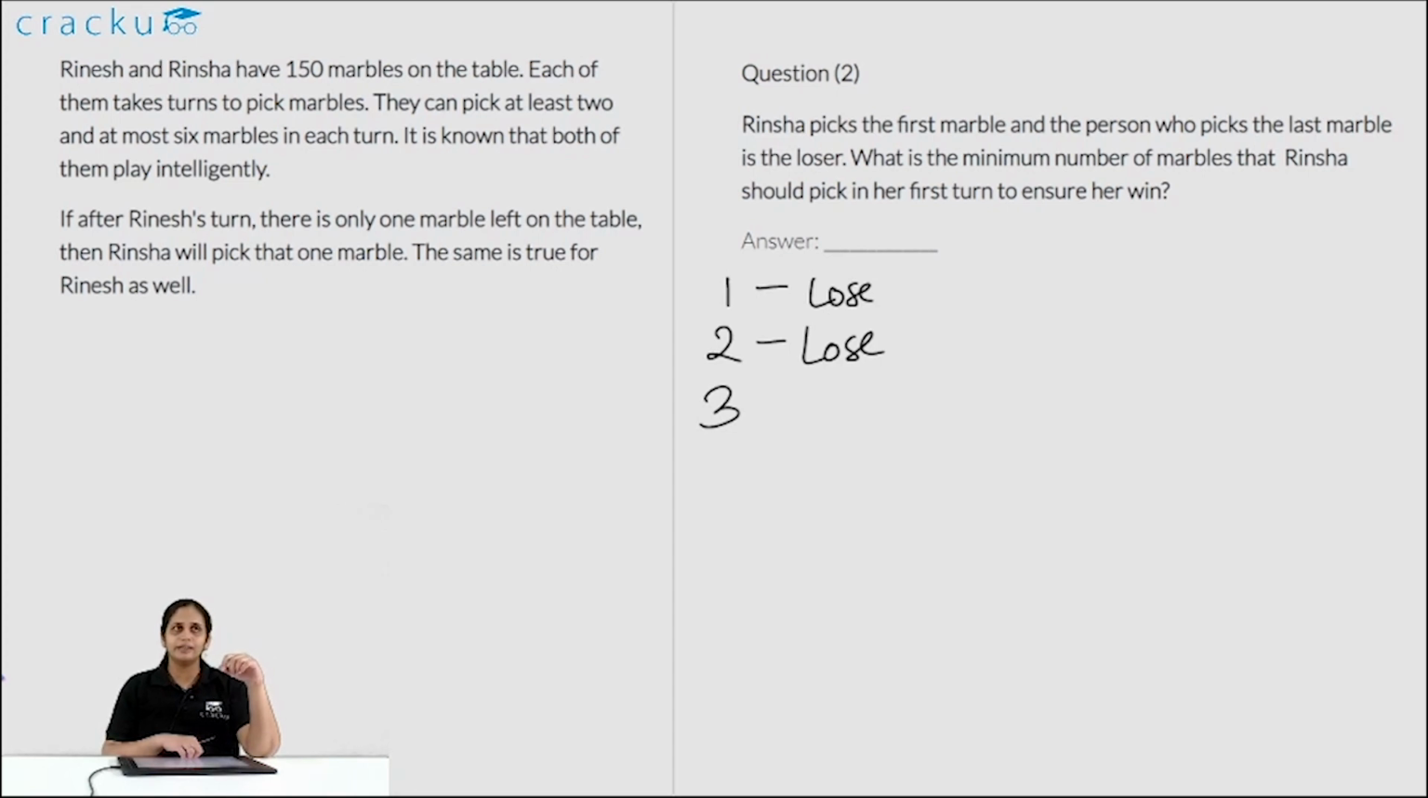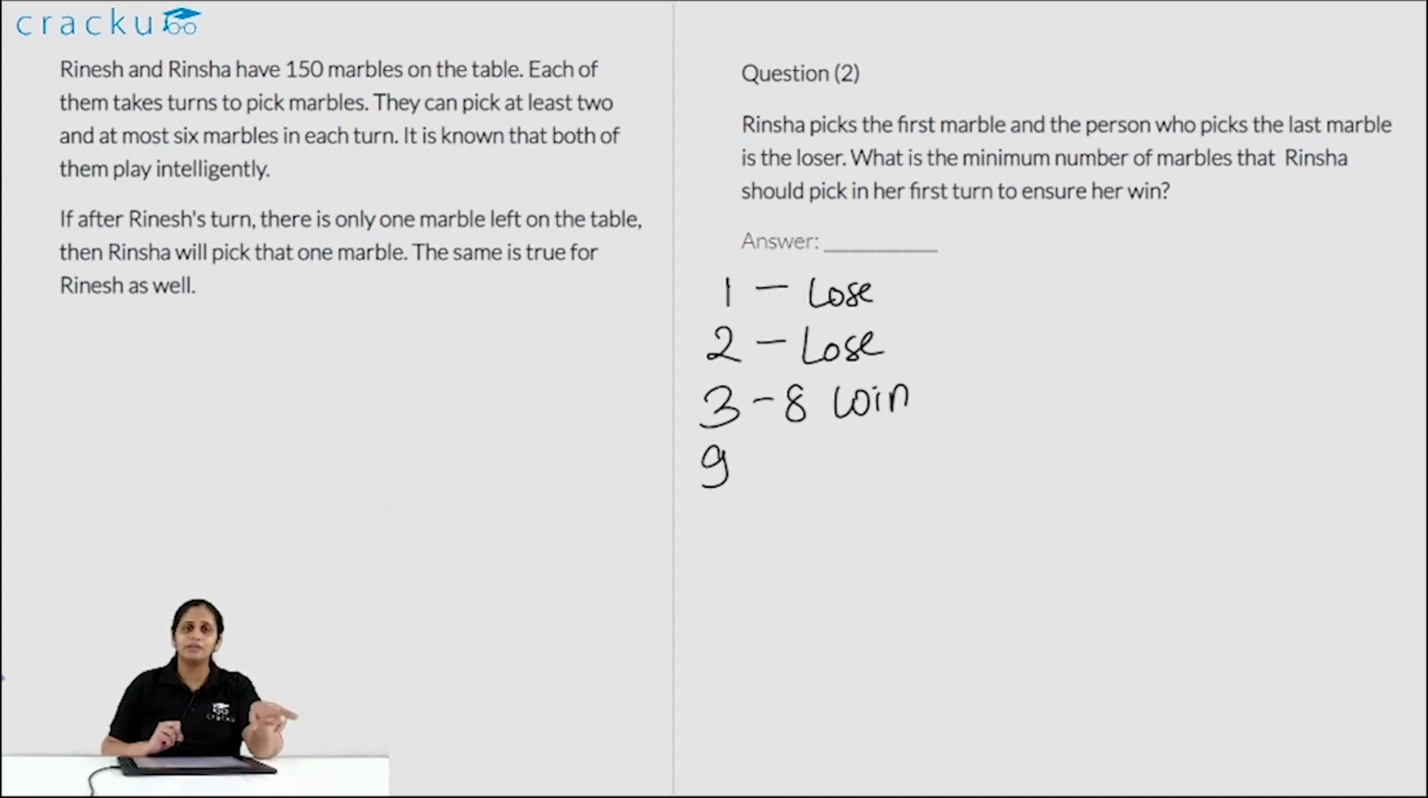Similarly, if you put 1 plus 6, that is 7. So 3 to 7, if you have 7, you would pick up 6, you would leave 1 on the table and the opposite person would lose. Similarly, if you have 8, you would pick up 6, you would leave 2 on the table and the opposite person would lose. So 3 to 8 are winning positions. Now let's take a look at 9 and 10. If you have 9 on the table, you pick 2, you leave 7 on the table, that is a winning position. Similarly, if you pick 6, you would leave 3 on the table, which is also a winning position.